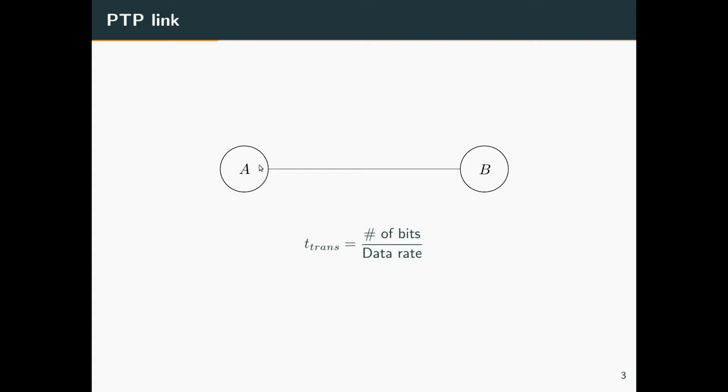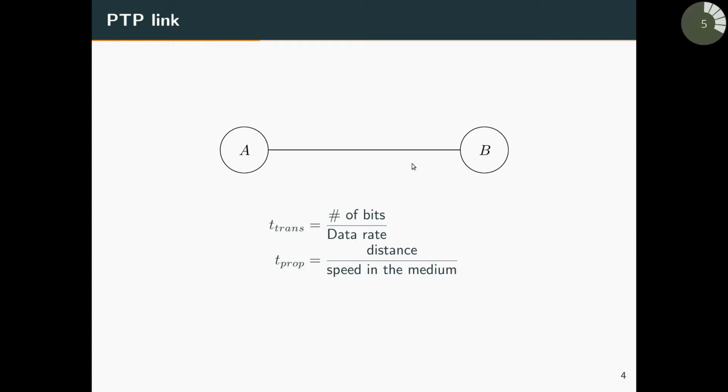For example, in order for data to go from A to B or B to A, there must be some transmission that occurs. And the act of transmitting must take some time. Now, once that information has been transmitted, it must propagate along this link, and that must take some time. So we'll say that the transmission time is the number of bits divided by the data rate, and we'll say that the propagation time is the distance it's traveled divided by the speed in the medium.